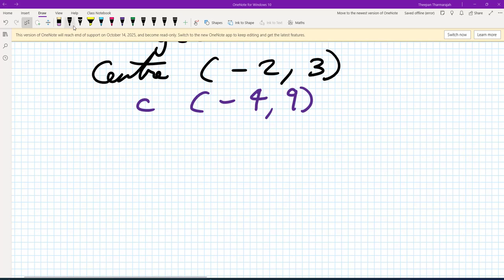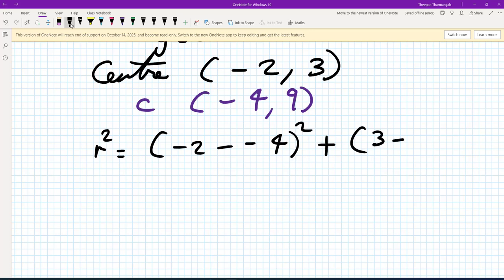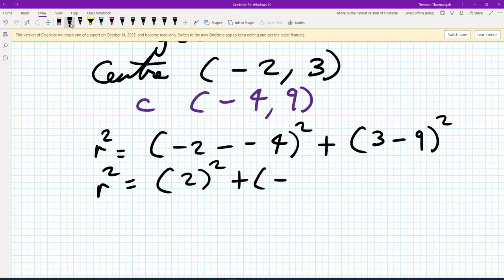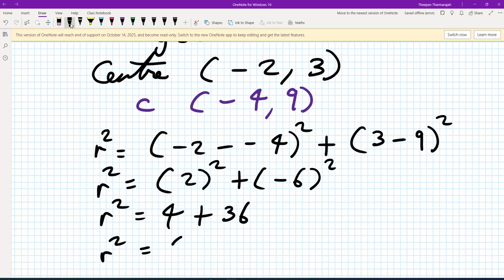So what we need is the radius squared. So the radius squared is going to be (-2 minus -4) all squared plus (3 minus 9) all squared. The radius squared is going to be 2 squared plus (-6) all squared. So r squared is 4 plus 36. So we get r squared to be 40.